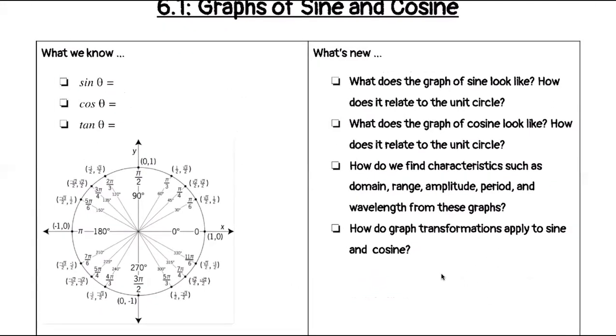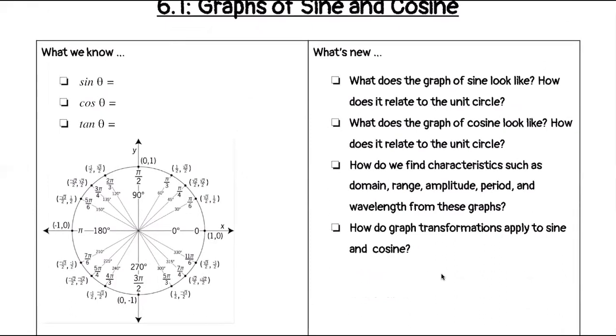Before we get to graphs of sine and cosine, let's remind ourselves of what sine, cosine, and tangent actually stand for. Sine is opposite over hypotenuse. It's also the y value on the unit circle. That's not new. Cosine is adjacent over hypotenuse, and that's the x value on the unit circle. That's not new either. We learned that in chapter 5.